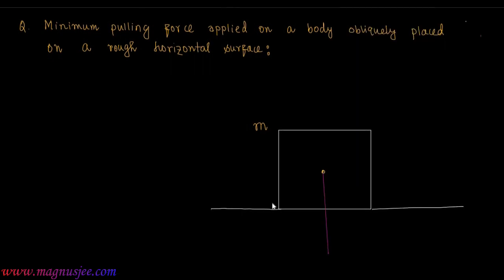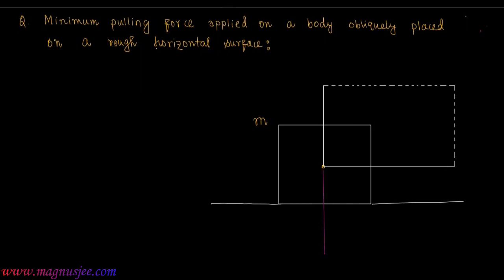In the diagram, we have a block placed on a horizontal rough surface. M is the mass of the block, and mg is the weight, which acts vertically downwards. Along this direction, a pulling force is applied. Fex is the pulling force applied to the body at an angle theta with the horizontal direction.